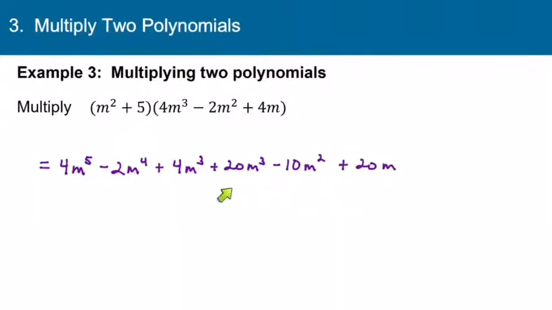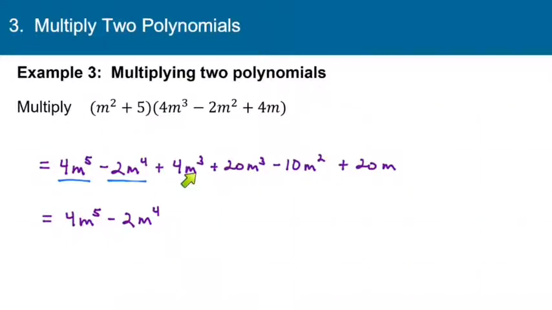Now we have all of these terms here, and we need to just combine any terms that are like terms. So I see that my highest power is 5, so I look through the other terms and see if I have any more m to the fifth, and I do not. So the first term will be 4m to the fifth. And then my next highest power is m to the fourth, and I don't see any other m to the fourth, so I'll just have minus 2m to the fourth. And then we have m to the third.